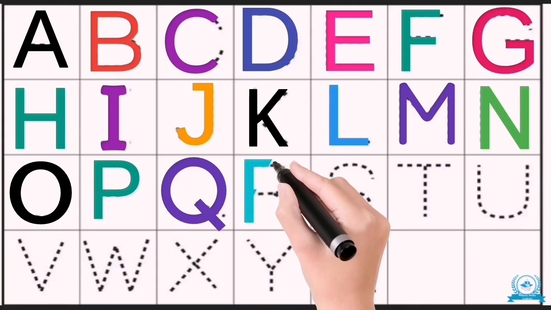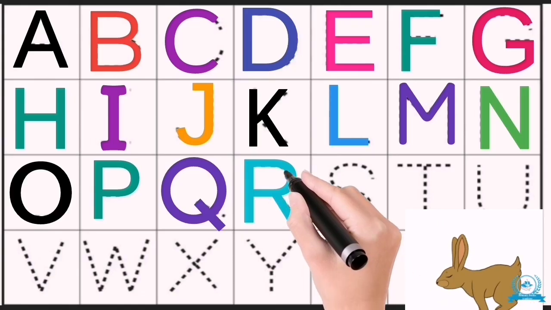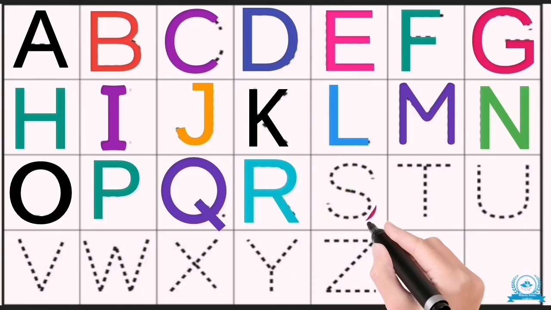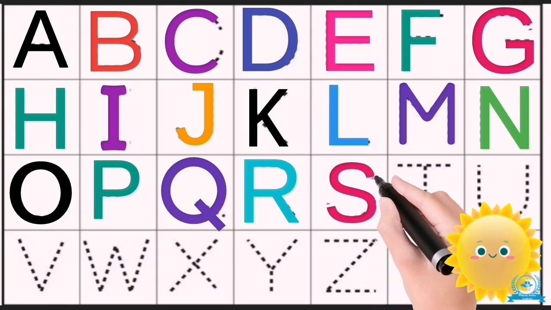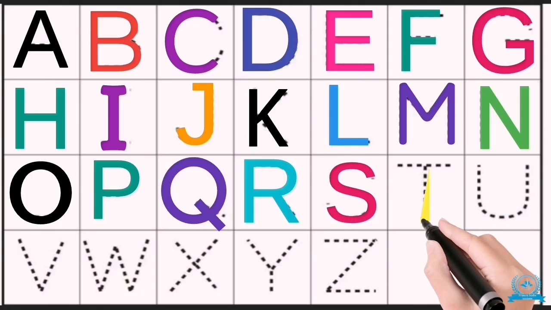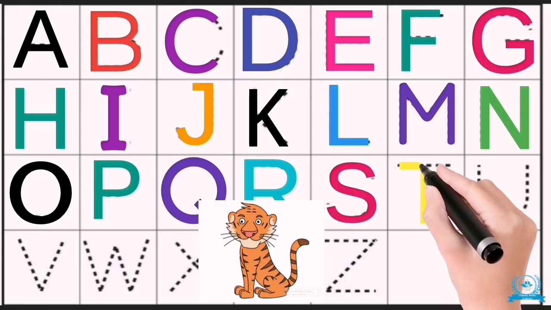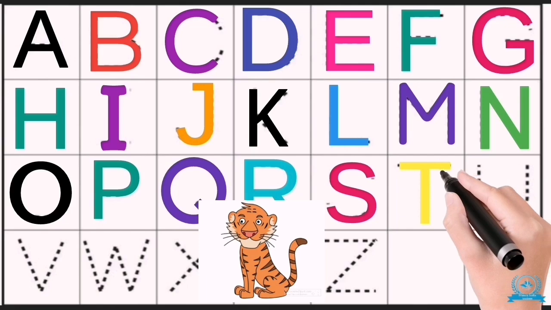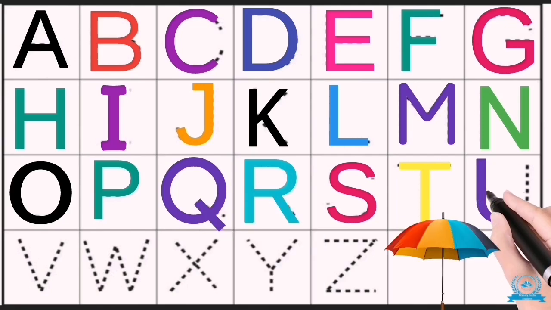R. R for rabbit. S. S for sun. T. T for tiger. U. U for umbrella.